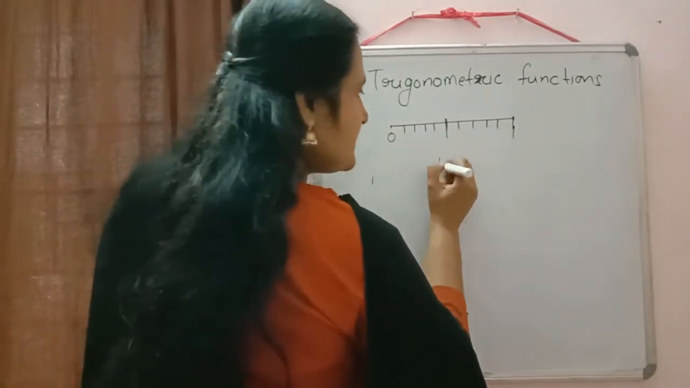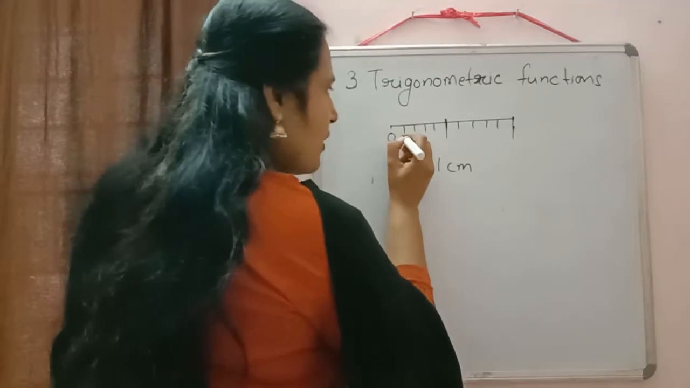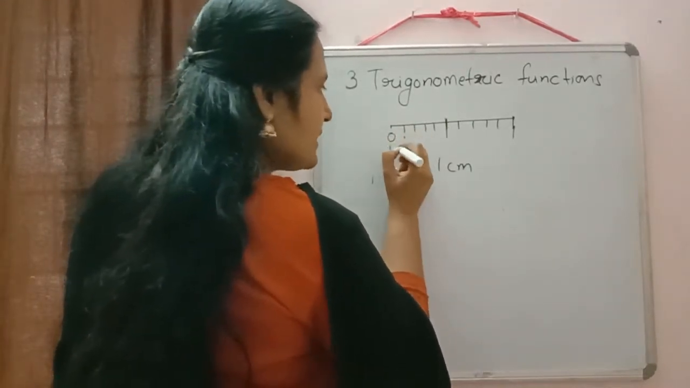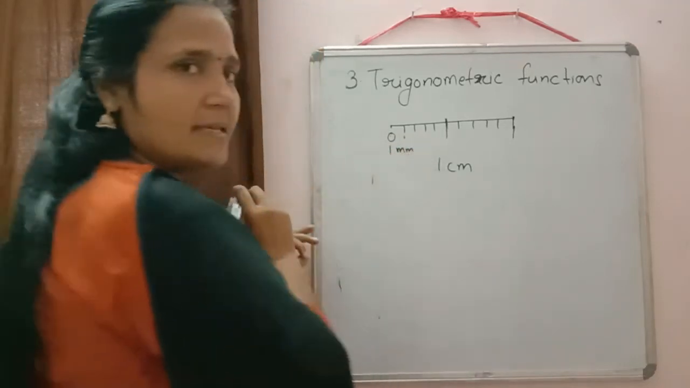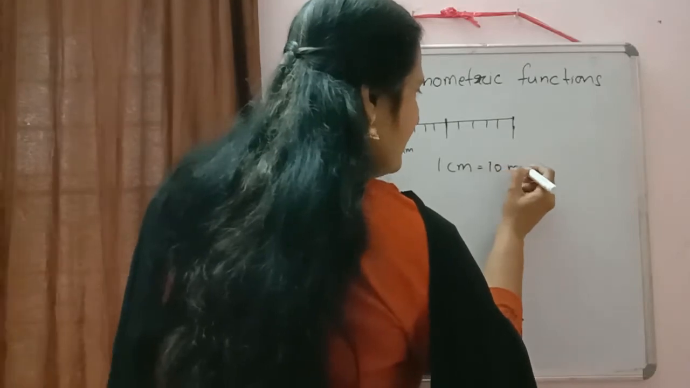0 to 1 means that is 1 centimeter. Correct? And these small measurements, this is the first point, that is called 1 millimeter. That's why we are saying 1 centimeter is equal to 10 millimeter.